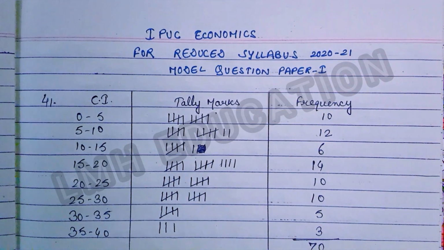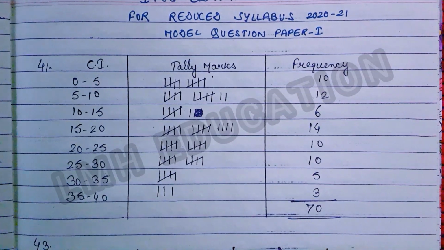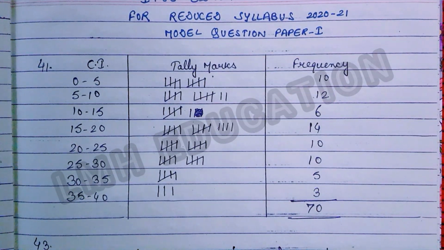In question number 41, you have to find the tally marks, in which you have to take the class intervals of 0 to 5, 5 to 10, 10 to 15, 15 to 20, 20 to 25, 25 to 30, 30 to 35, 35 to 40. And on the basis of the tally marks that have been obtained, you have to write the frequency. And the total frequency is 70. You can take a screenshot of this answer.